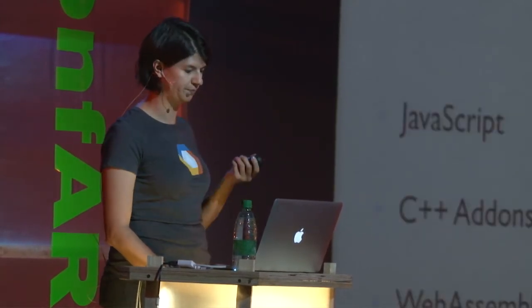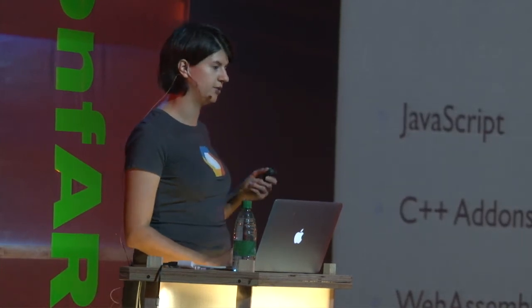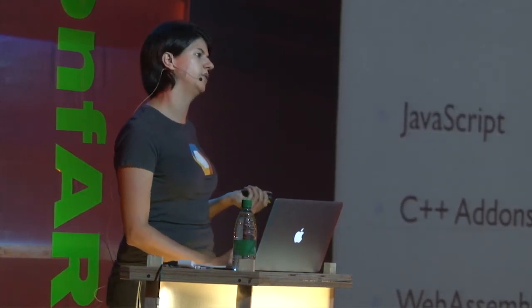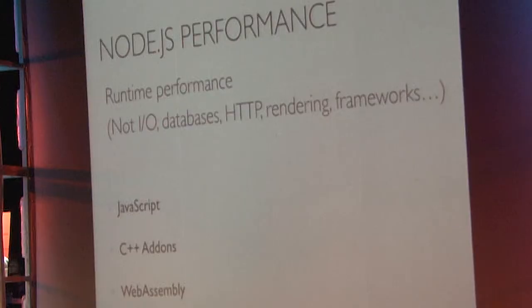So we will not talk about file I/O or databases or HTTP requests or how you can improve performance with different rendering or frameworks. I will focus just on JavaScript itself and how it's being executed by the JavaScript compiler. And I'll compare that to the performance of the same algorithm implemented in C++ and compiled to WebAssembly.